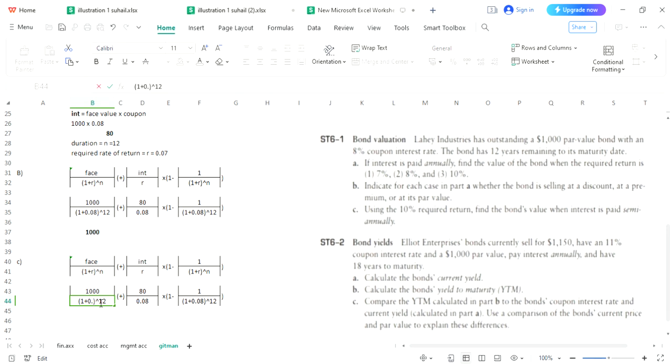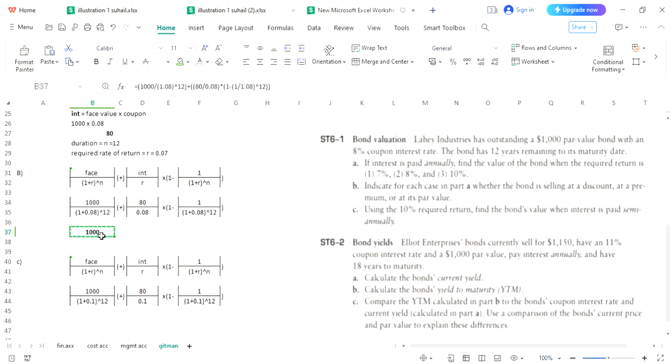10% means 10 divided by 100, which means 0.1. So the first part is edited. Now in the second part, instead of 8%, you will be writing 10%. In the third part, you will just change your percentage and write 10%. The formula is also completed.